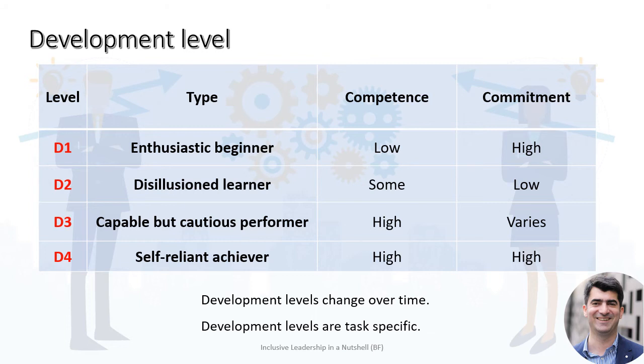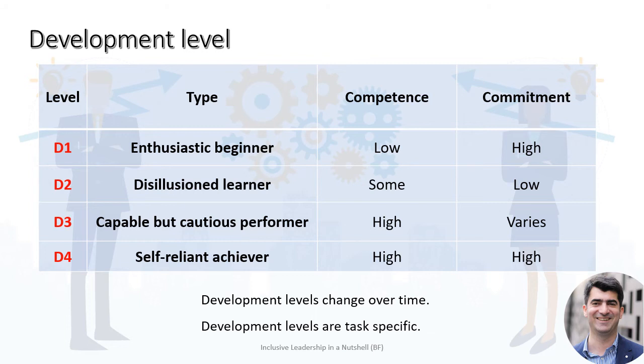The first one is D1, where the employee is considered an enthusiastic beginner. Your team members have low competence but high commitment. They are inexperienced, but they are enthusiastic. The team shows the willingness, but they are lacking particular skills that are required to complete the tasks.